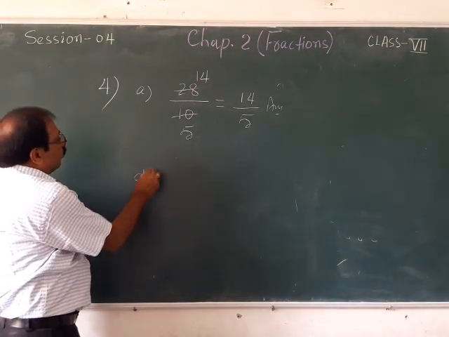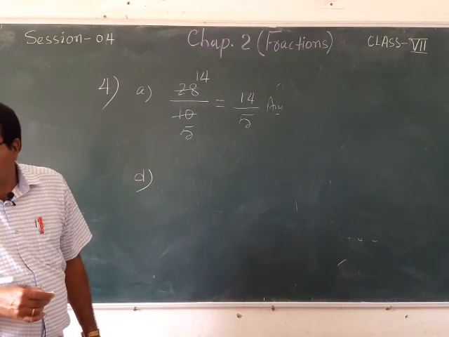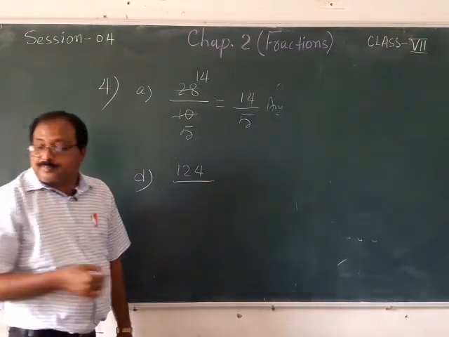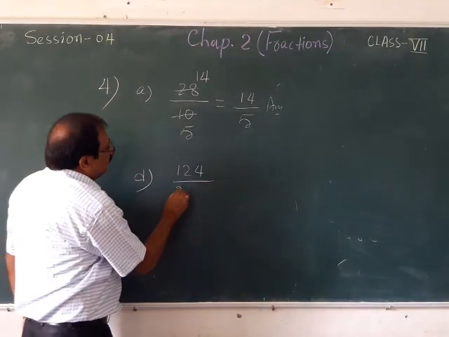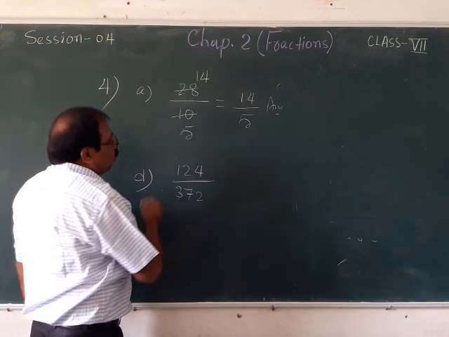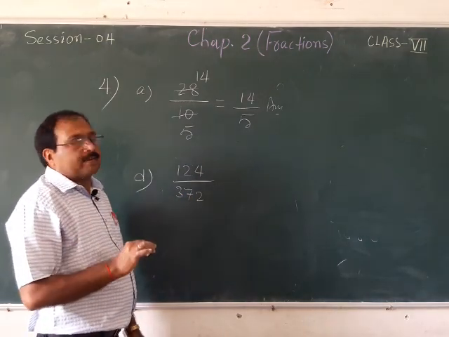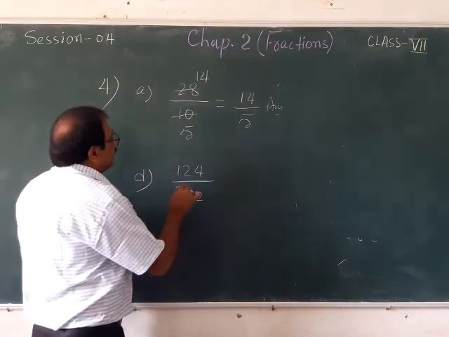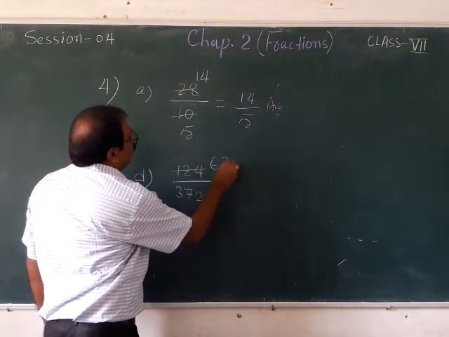One more I am showing you. This time it is part D: 124 upon 372. Now think about which number can divide both. You can start with the smaller prime numbers like 2, 3, 5. The 2 can divide it: 2 sixes are 12, 2 twos are 4.